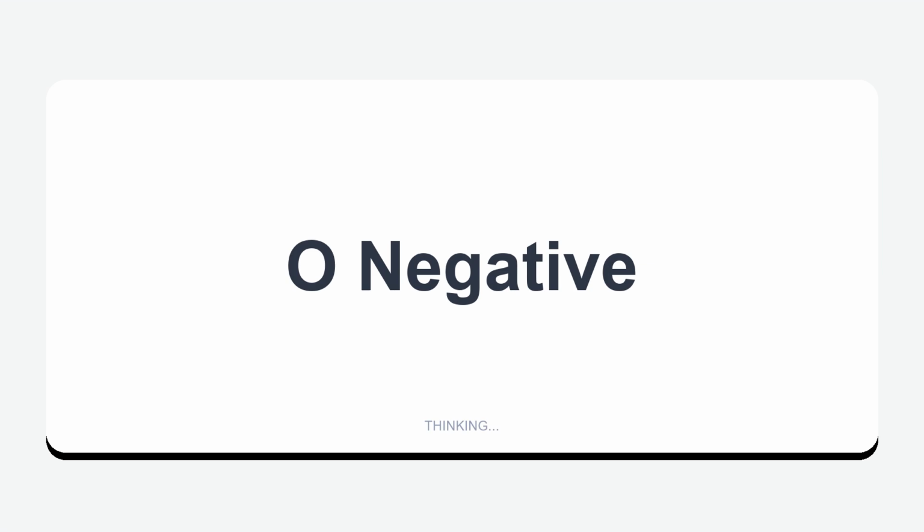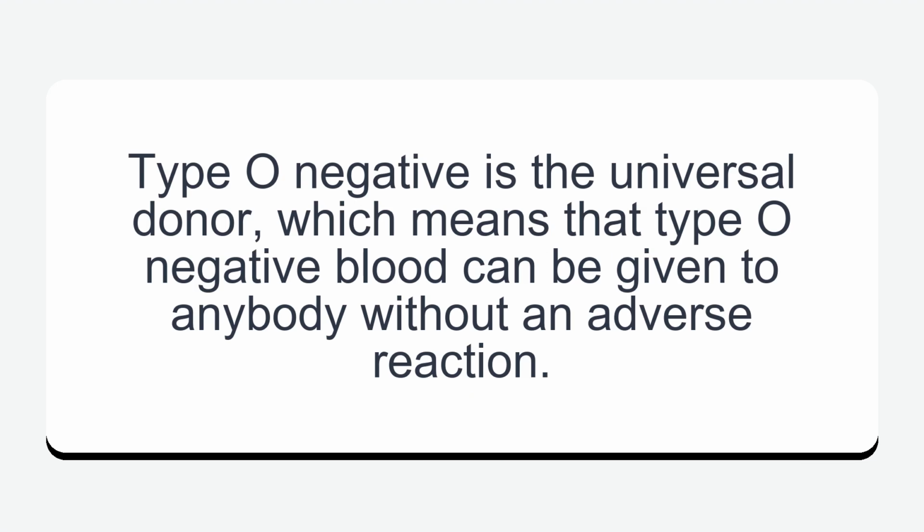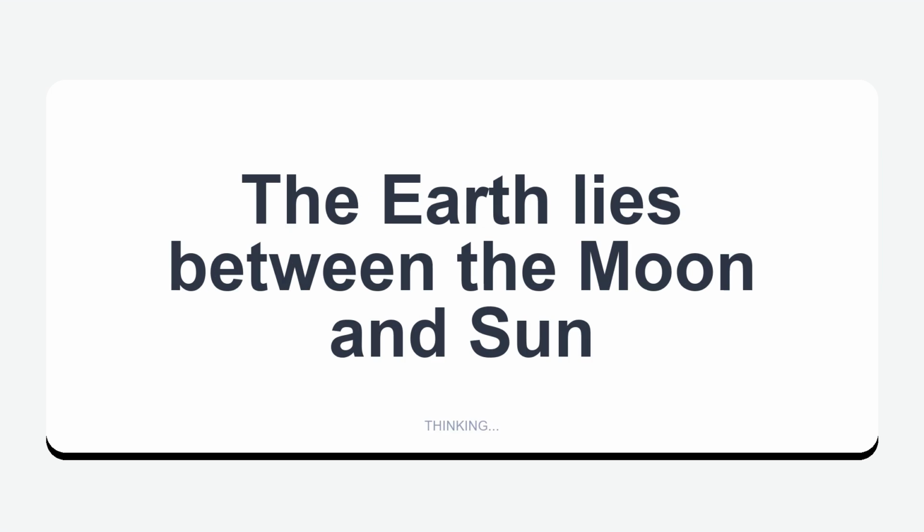O negative. Type O negative is the universal donor, which means that type O negative blood can be given to anybody without an adverse reaction.